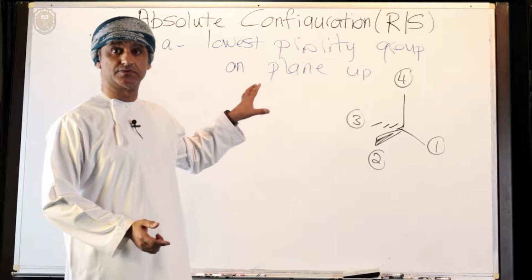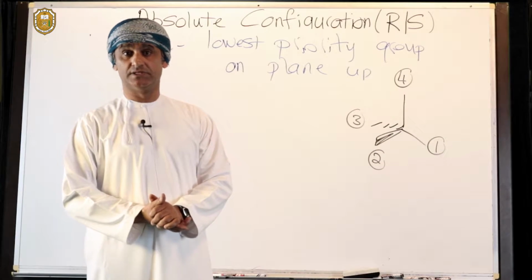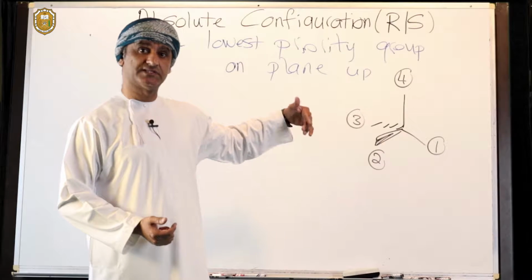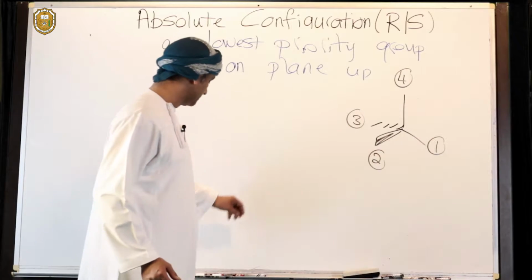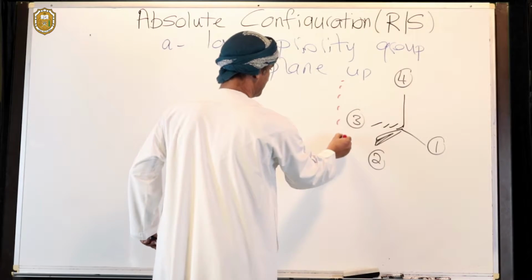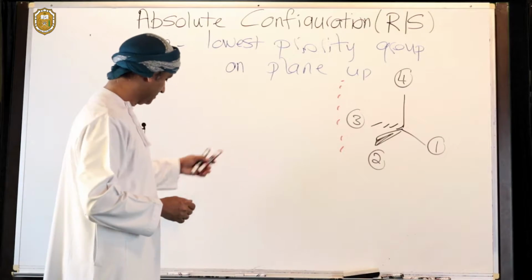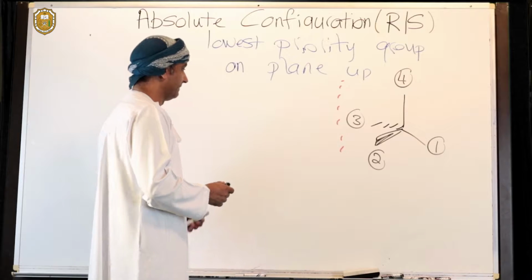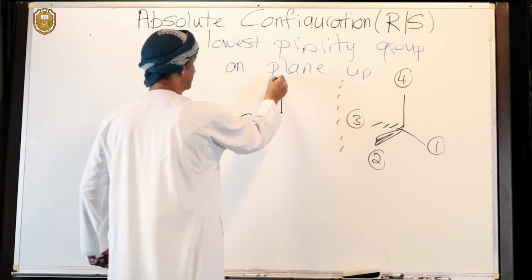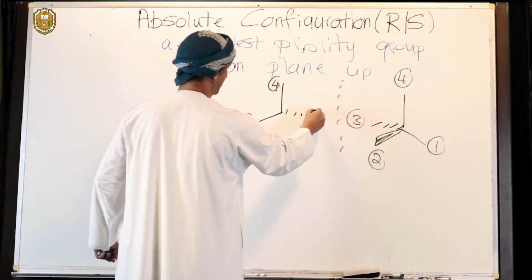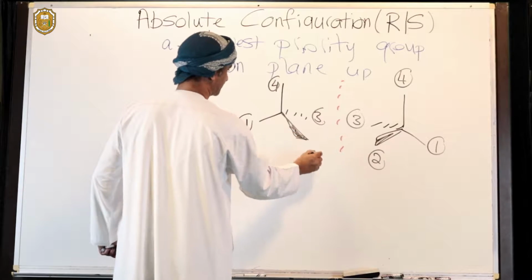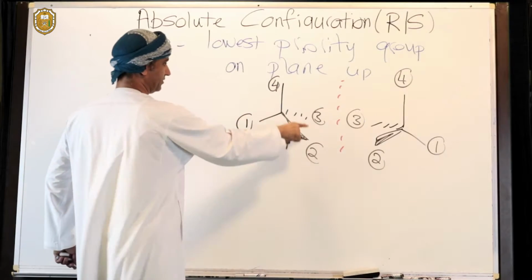Continuing with the first case, where the lowest priority group is on the plane but up, let's now take the enantiomer of the example that we took before. So this is exactly what we took before. If we take the mirror image of this, as if we place a mirror plane in front of this, we would get something like this. So this is number 1, this is number 4. Clearly the mirror image would have 3 and 4 in these positions. So 1, 2, 3, 4.